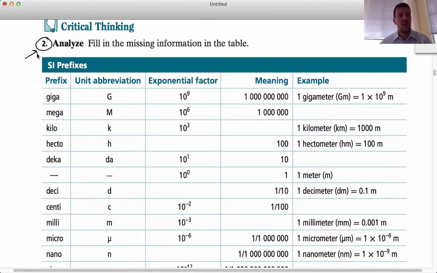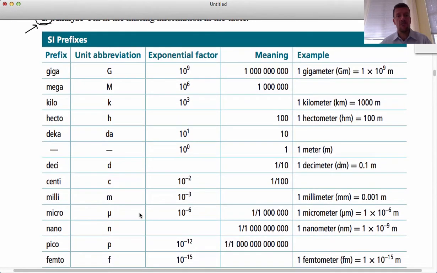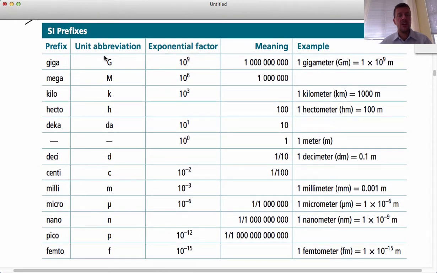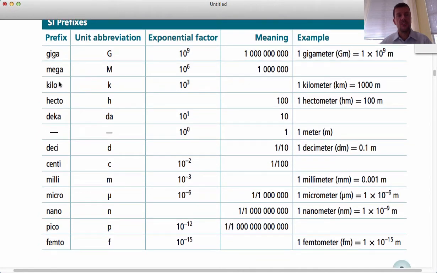I want you to take some time right now and answer this critical thinking question here. You'll notice that there is a big table telling you the prefixes. Those prefixes are going to be used very, very frequently in this course. They tell you a certain power of 10. For example, the kilo prefix, as in kilogram, means 10 to the third. A kilogram is 1 times 10 to the third grams. 10 to the third is equal to 1,000, so it's 1,000 grams. Or a kilometer is 1,000 meters.